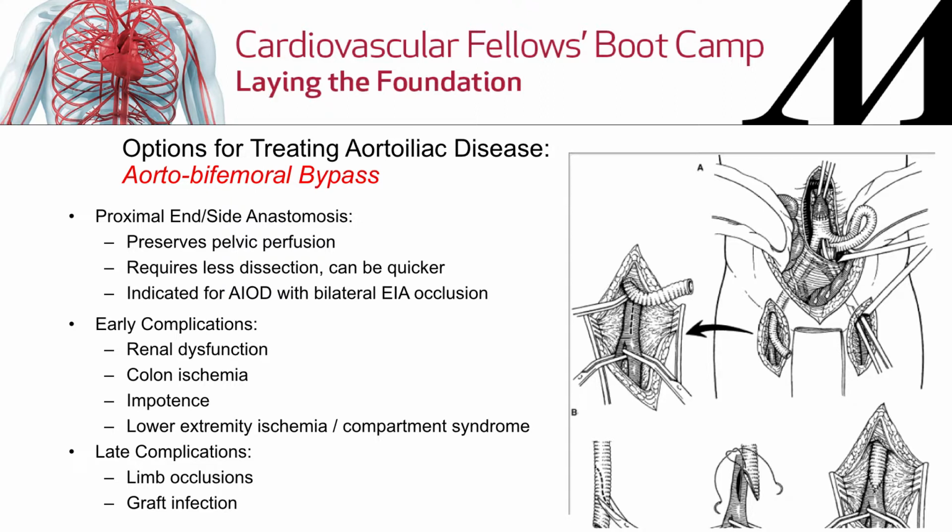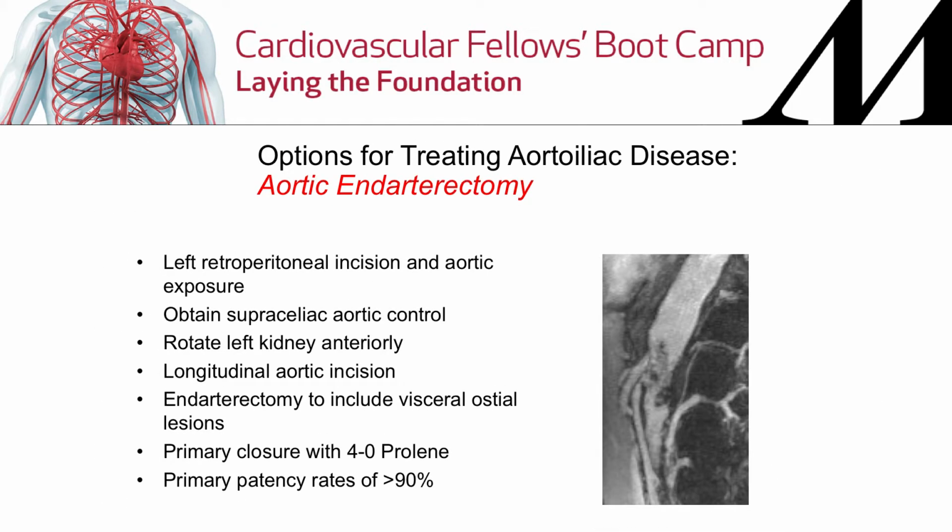You have your aortobifemoral bypass, which you can do either in an end-to-side configuration or an end-to-end. The end-to-side will help preserve your pelvic perfusion, requires a little bit less dissection. Some early complications with this: renal dysfunction, colonic ischemia, impotence, and lower extremity ischemia. Late complications include limb occlusions and graft infections. So I'm going to try and go quickly since we're running short on time.